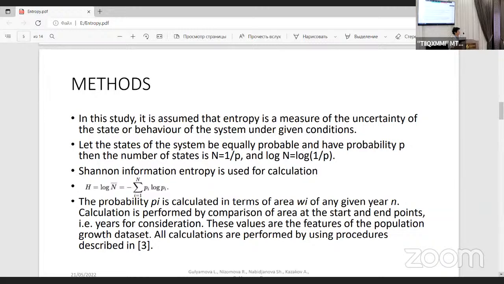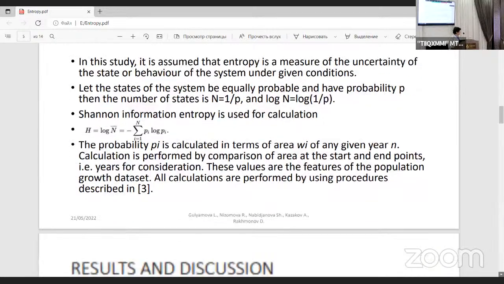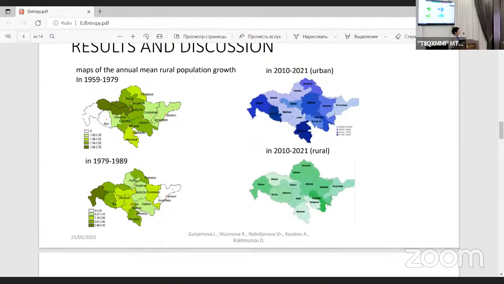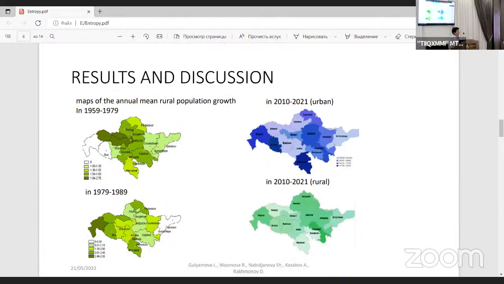Probability P is calculated in terms of the median level of 20 different years. A calculation is made by comparison of the start and end points of the years of observation in the system. These values are features of the population growth database. The calculations are performed in this paper. So we developed maps for population and annual growth.